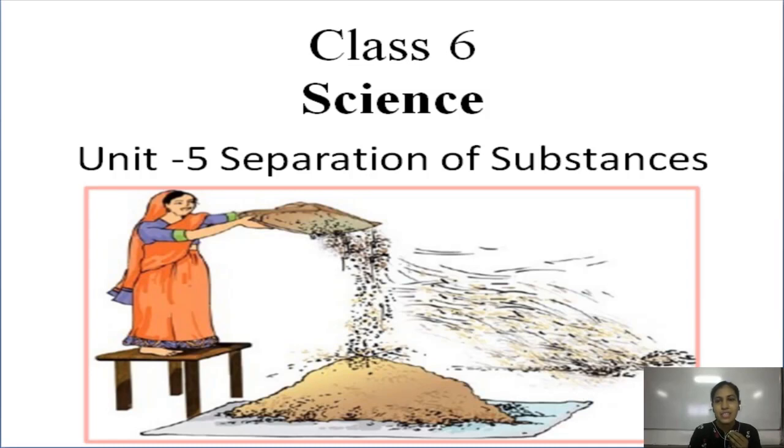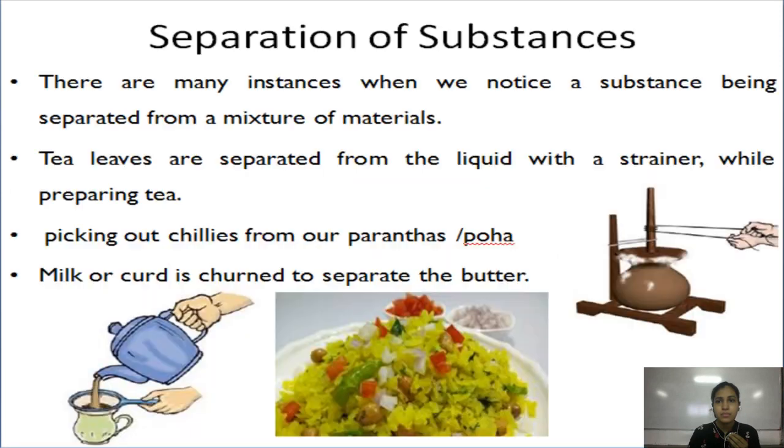In this video, we will study Unit 5, that is separation of substances. There are many instances when we notice a substance being separated from a mixture of materials. As we have learned in chapter number 3, we ginned cotton to separate its seeds from the fiber.